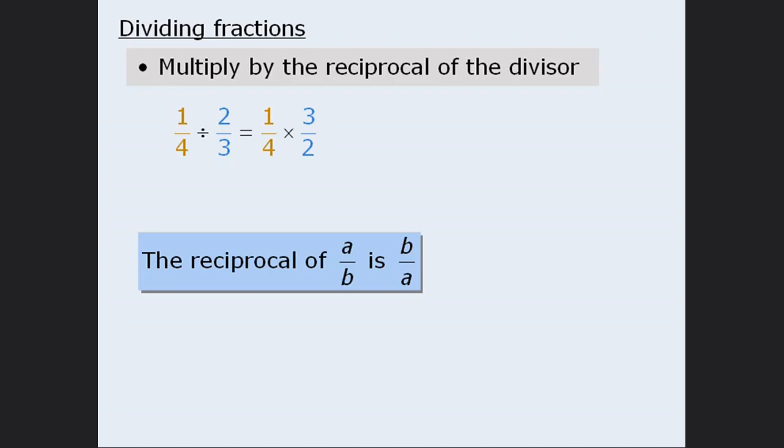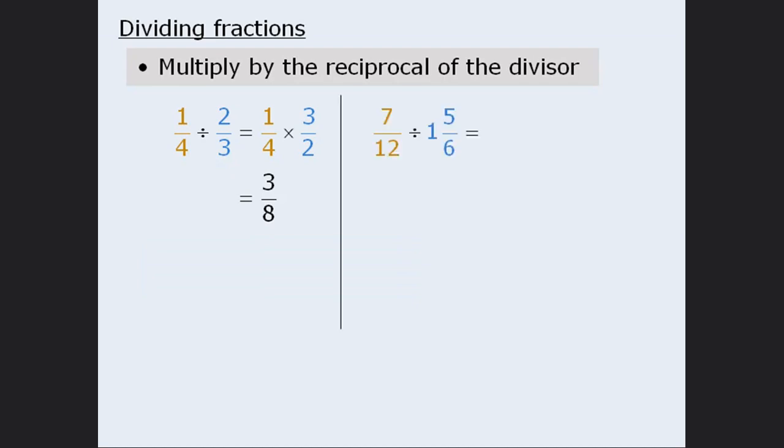When we multiply the numerators, we get 3, and when we multiply the denominators, we get 8. So 1/4 divided by 2/3 is equal to 3/8. Okay, let's try another one.